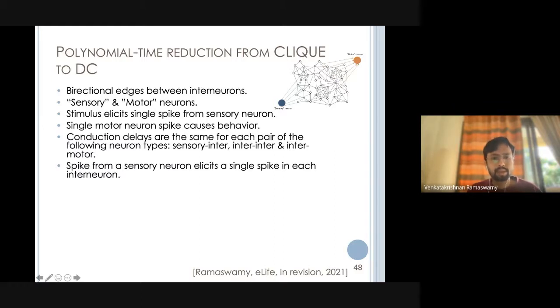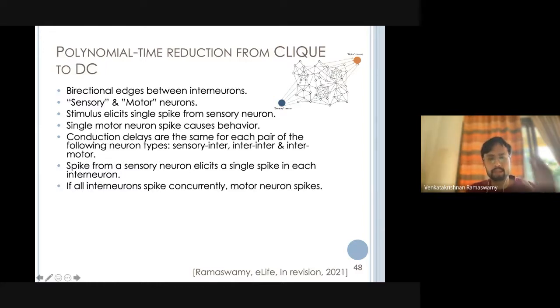Right? And so the spike from a sensory neuron elicits a single spike in each interneuron. So the synapses between the sensory and interneurons are very strong, and therefore a single sensory neuron spike will cause each of the interneurons to fire a spike. Right? So if all interneurons spike concurrently, the motor neuron spikes, right? So this is when the whole circuit is intact.